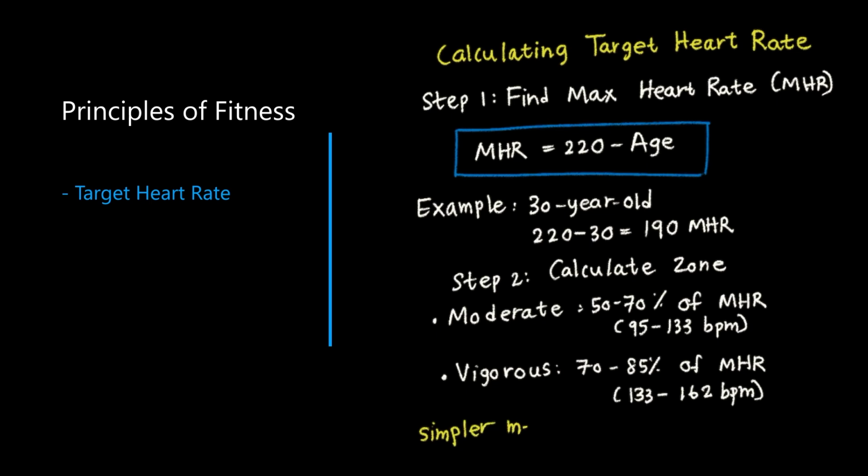By using a heart rate monitor or by taking your pulse, you can ensure you're in the right zone to maximize the benefits of your workout safely. A simpler, more subjective way to gauge this is the talk test. During moderate activity, you should be able to talk but not sing. During vigorous activity, you won't be able to say more than a few words without pausing for breath.